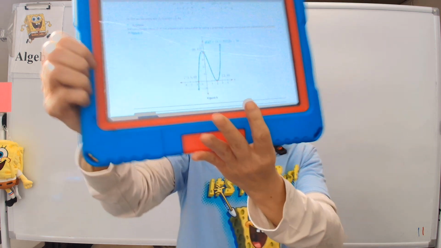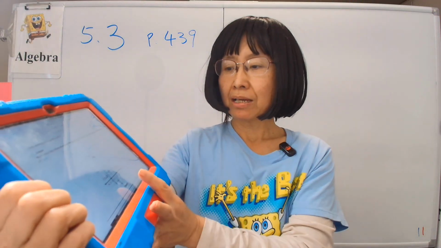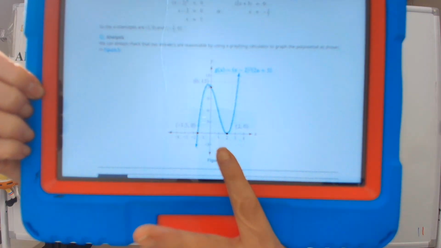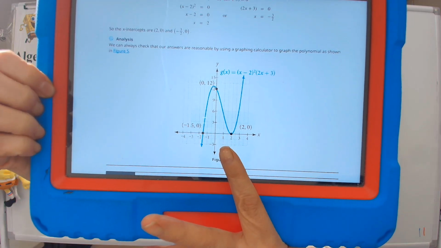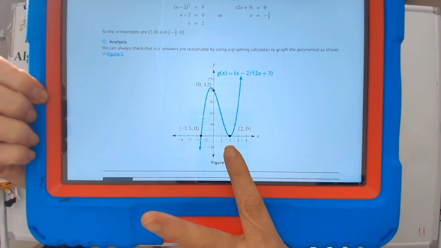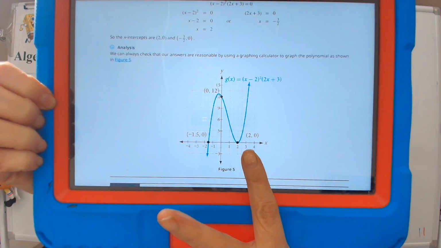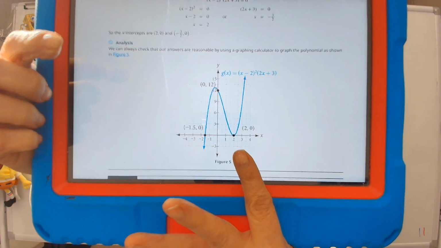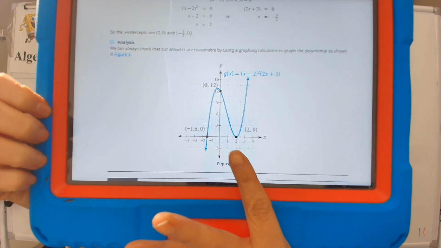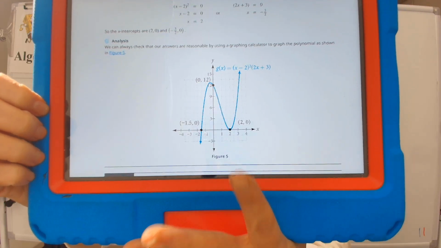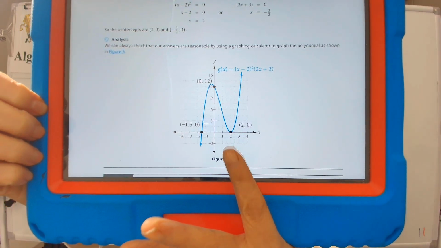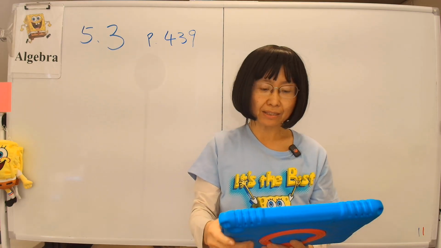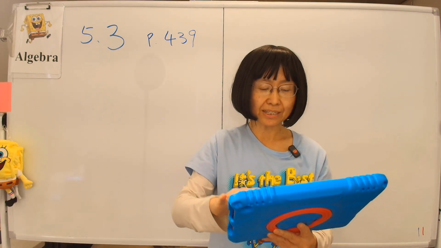I want to mention that in this example, it has a repeated 0 right here. Whenever there's a repeated 0, the graph will barely touch it. In this case, it barely touched it, and then it turned around and went back where it came from. So it went down and then back up again after barely touching the x-axis. That indicates there's a double root here. And then there's another root just on the other side.